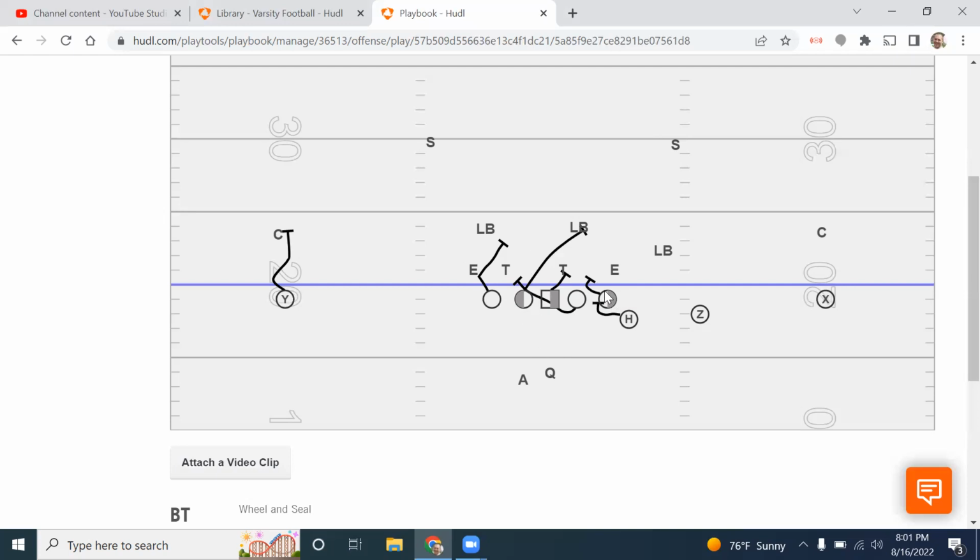Tackle, you wheel and seal. You check the B gap first. If that linebacker blitzes, you'll take them. If no one comes, then you're going to turn back and block the C gap.